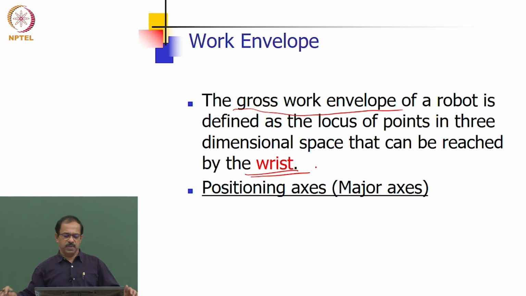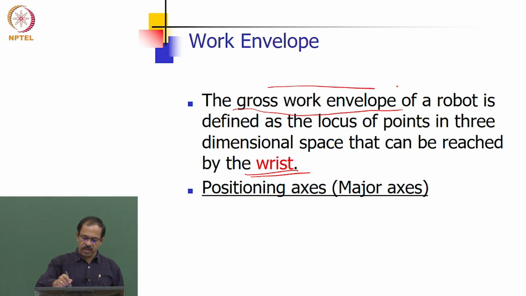Sometimes work envelope and workspace are used in the same context, but in general, work envelope is the maximum that you can reach overall in the three-dimensional space. Workspace may be a subset of the overall work envelope, because that depends on the joint limits and other things. So without considering those joint limits, you can say this is the gross work envelope.